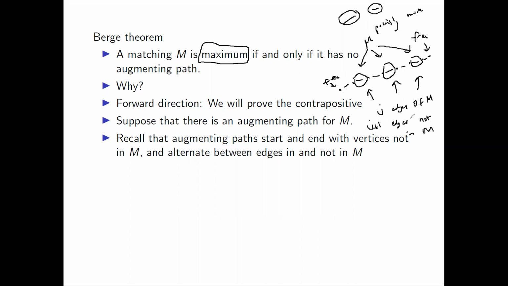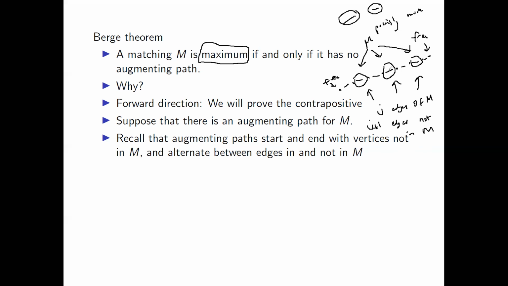And that's because the edges are alternating on the path, and the path starts and ends with edges not in M. So there's an odd total number of edges, and that means that the number of edges not in M on the augmenting path has to be 1 more than the number of edges in M on that same augmenting path.